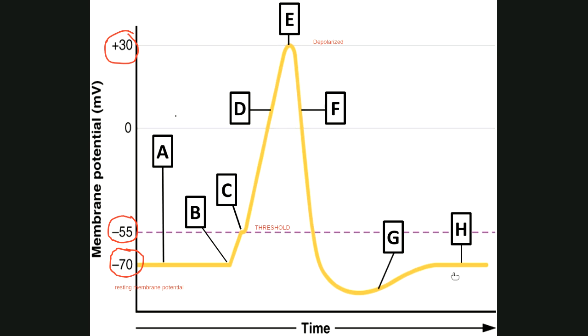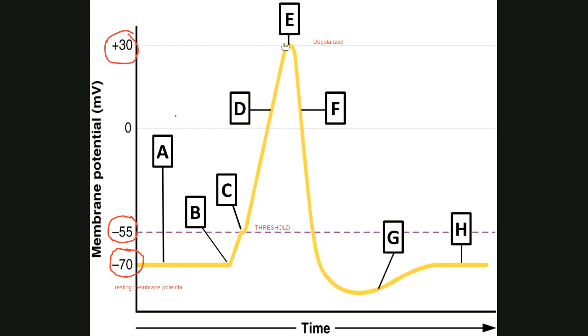So 3 important terms that match up with numbers. My resting membrane potential, that's the normal charge, -70, my neuron should chill out. -55 is what we call threshold. If I get to this charge, I know that I'm going to go all the way up to +30. I'm going to be depolarized.